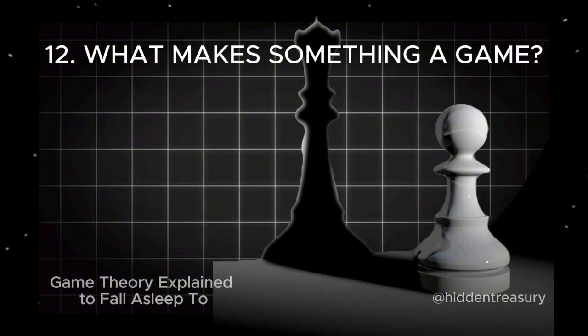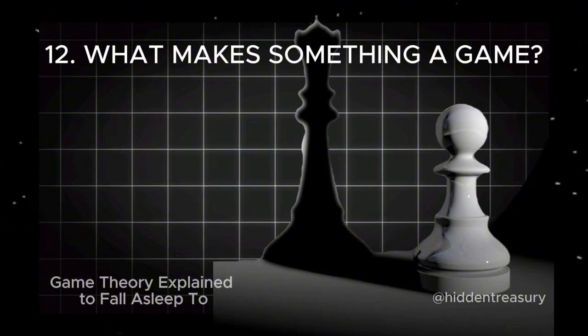A player is anyone who makes a choice in the game. This could be a person, a company, a government, any decision-making entity. If two people are deciding whether to split a bill or argue over it, that's two players. If a company is reacting to what its competitors are doing, those competitors are players too. Identifying the players is the first step in setting up any game theoretic model.